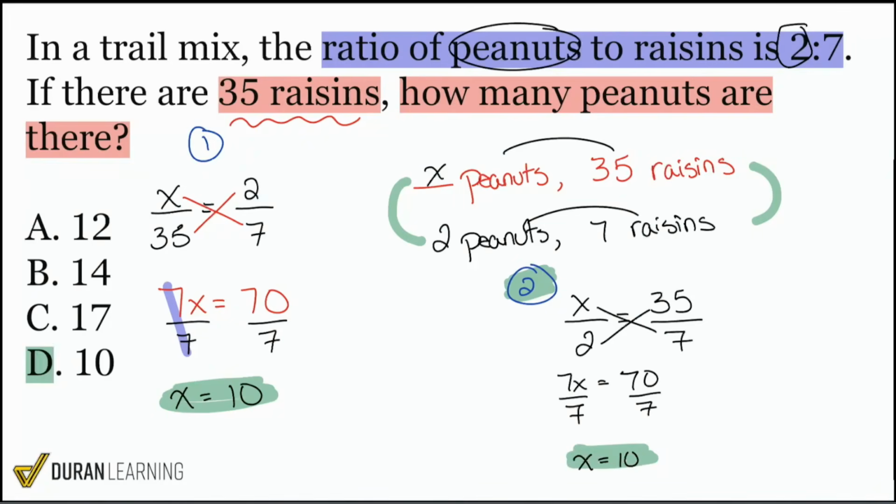So there we are, everybody. The correct answer here is D. But what I really hope you got from this, more than anything, is that as long as you have the right setup, which means as long as you compare the same things in the same way, your setup will work. That's the biggest thing, everybody. As long as you compare the same things in the same way, you're good. Peanuts to raisins was this setup over here. Got the right answer. You can compare peanuts to peanuts and raisins to raisins on the right side. That still works, as long as you compare the same things in the same way.